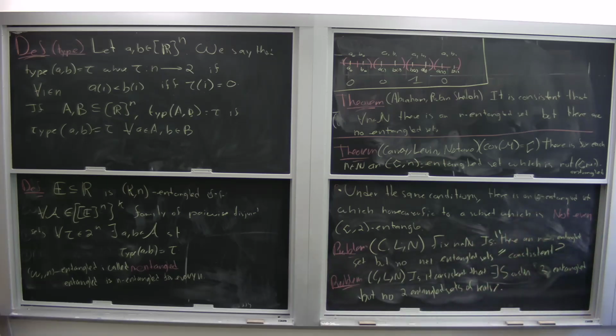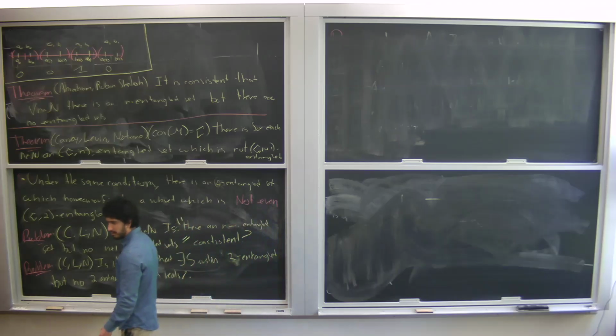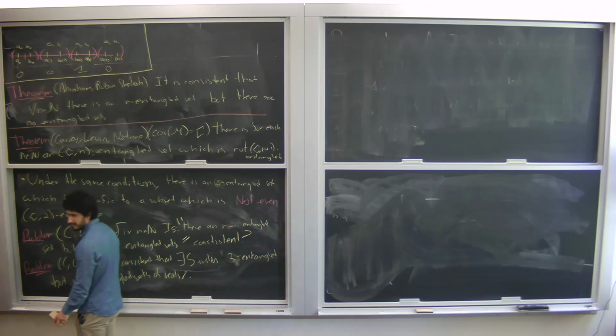Can I ask, so I guess not every Suslin line is 2 entangled, right? No, not necessarily. But there are some, right? Consistently, yes, consistently there are some. They construct one using a diamond in their paper, and before that, I think it was Kruger who constructed one using forcing. I haven't looked at the paper quite carefully, but I believe it's basically Cohen.